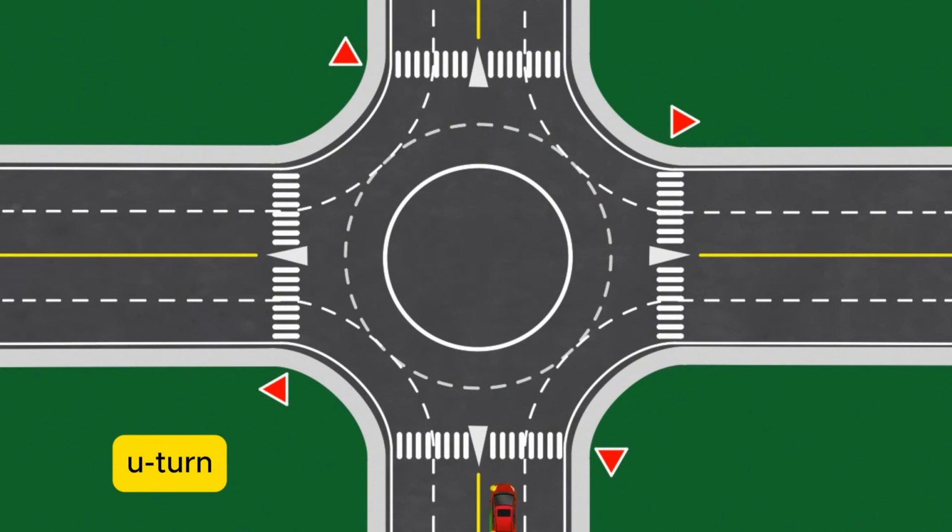To make a U-turn, take the left lane, signal left, yield to pedestrians and traffic in the circle and continue when safe. Exit by signaling right and staying in the same lane.